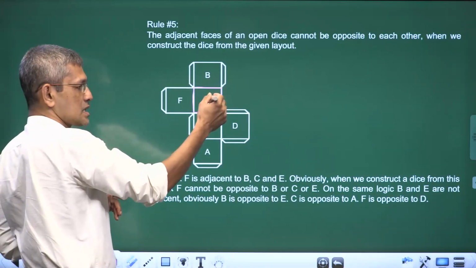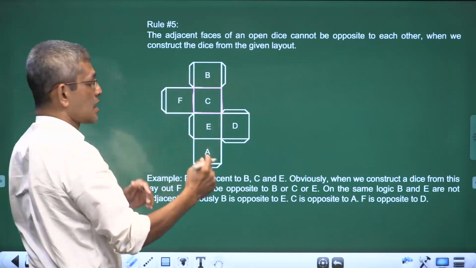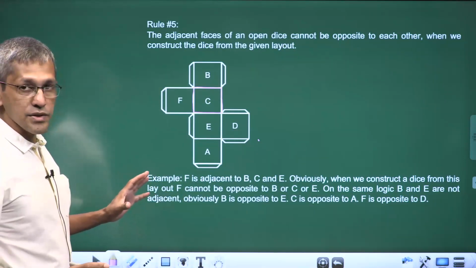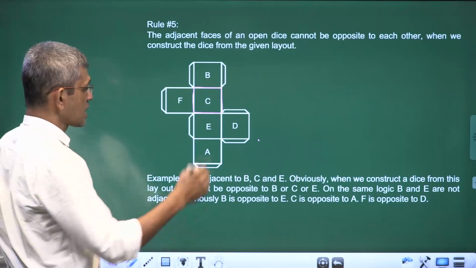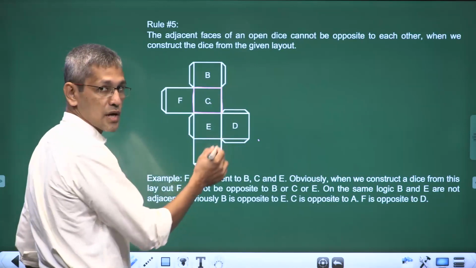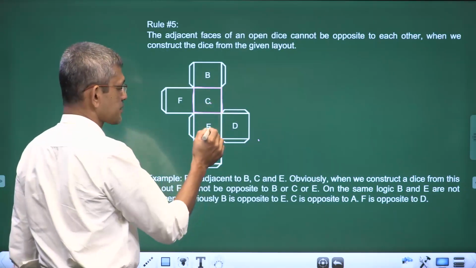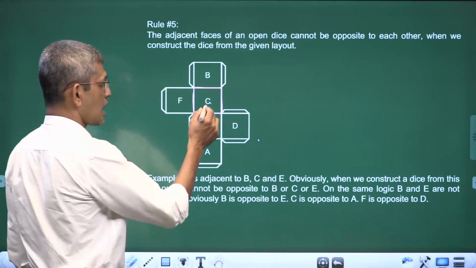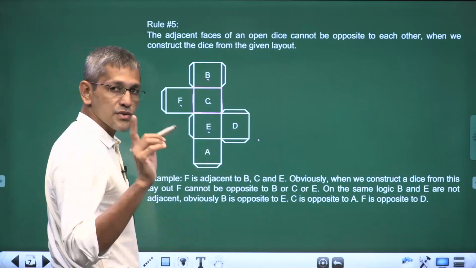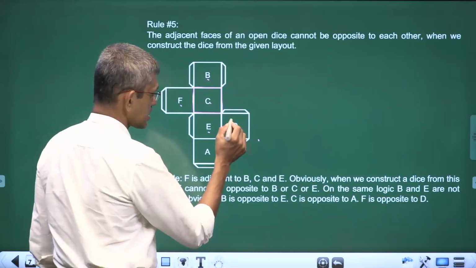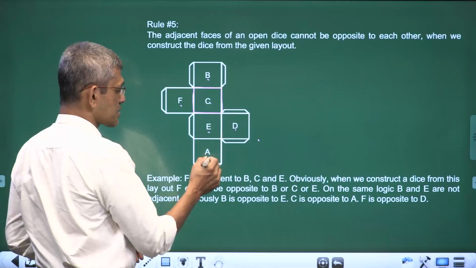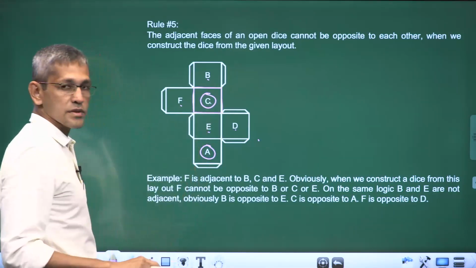So that means C and A must be opposite. So A must be like this. And D must be on this side, right? So this is what it is, and one thing is most important in this kind of question: C cannot be opposite to the letters which are adjacent to it. So in this case C cannot be opposite to E, and C must be adjacent to F, cannot be opposite to F, and B is always adjacent to C, cannot be opposite, and D must be adjacent to C, cannot be opposite. The only letter which is opposite to C must be A. So C and A are opposite.